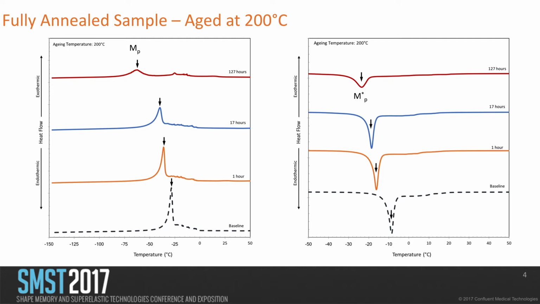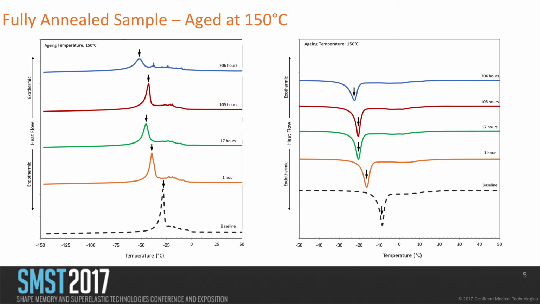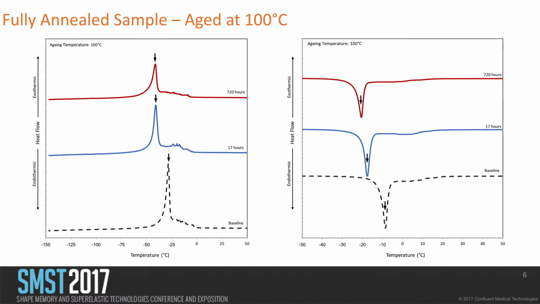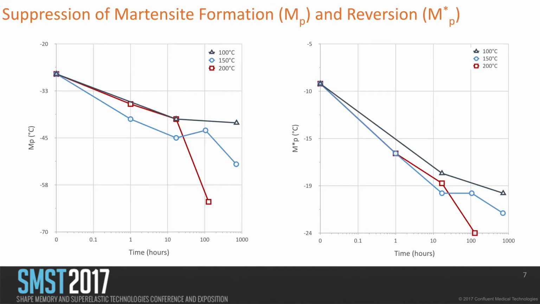Now this is at 200 C. If we drop it down to 150 C, same behavior. On both sides, again, we see the suppression of both peaks, formation and reversion. Dropping it down even lower to 100 degrees C, the boiling water temperature, we still see the same suppression on both sides. So this was interesting. What is happening? Even at 100 C, we are seeing some changes in behavior.